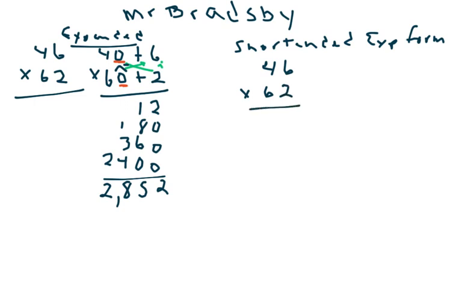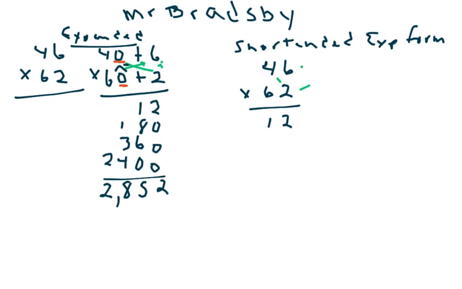In the shortened form, I think in myself what I know. I know this is 2 times 6. 2 times 6 is 12. Now I think 2 times 4, and that is 8. Except, oops, see what happens if you're not paying attention? 2 times 6 is 12.